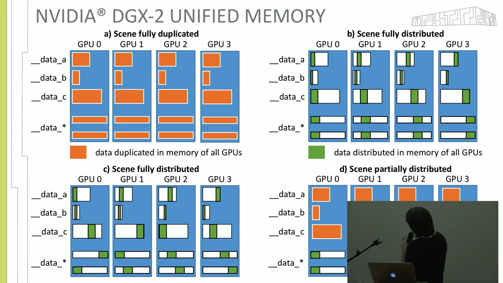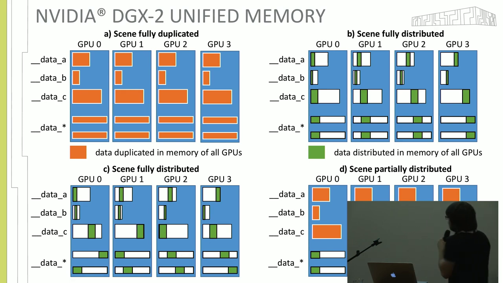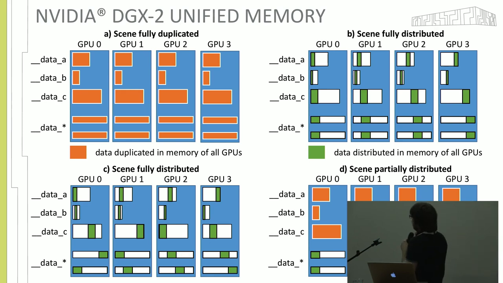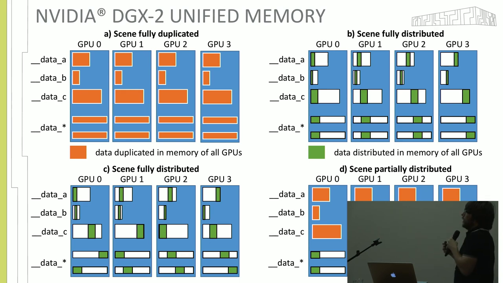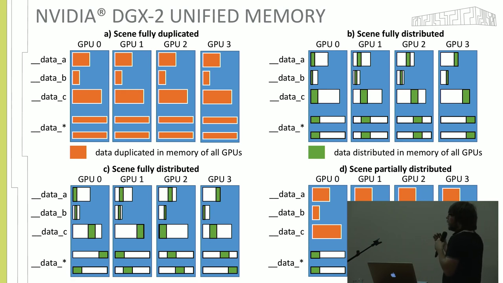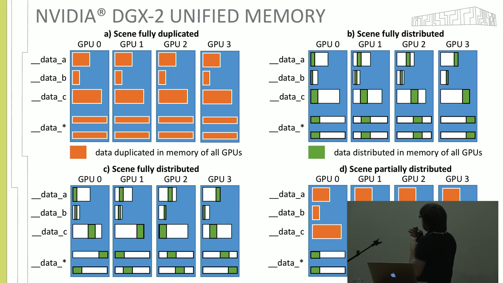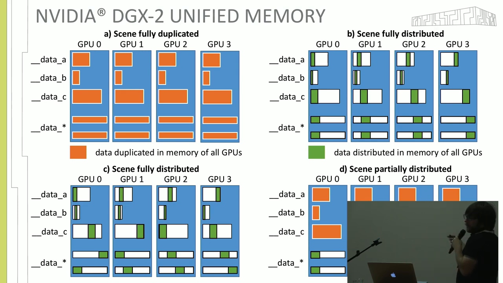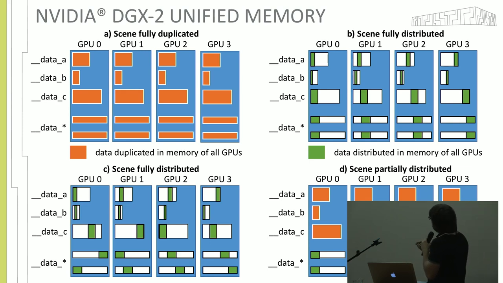And then the last option: some data is very heavily used, with an enormous number of accesses, and if I can afford to keep it in memory, I'm just going to duplicate it to get the best performance. And some large data is accessed sparsely or doesn't have such an impact if I'm reading it from a different GPU's memory, so then I can simply distribute that data.